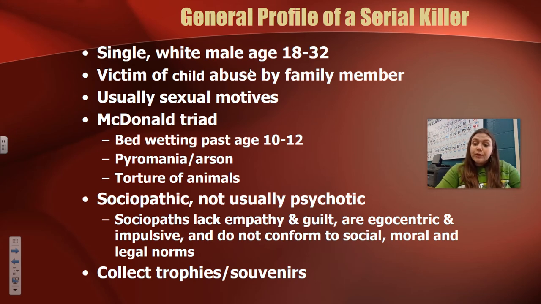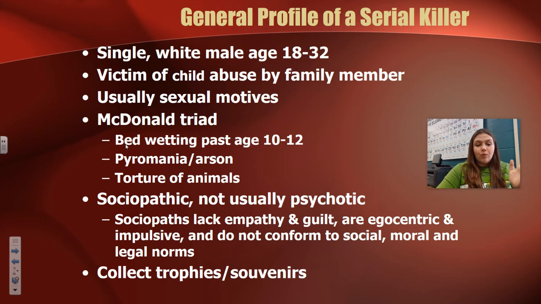Now, a general profile of a serial killer, something we've developed over time by looking at the serial killers that we have. They generally are single, they generally are white, between 18 and 32. And again, not always, we have other colors of people. We have people who were married. But if I generalize them all, the most average serial killer has been single, white, 18 to 32, a victim of child abuse by a family member, usually has sexual motives. So they are usually a rapist or do things that are sexually motivated.